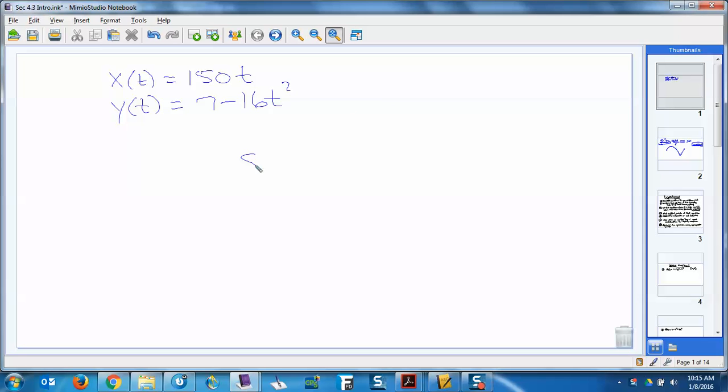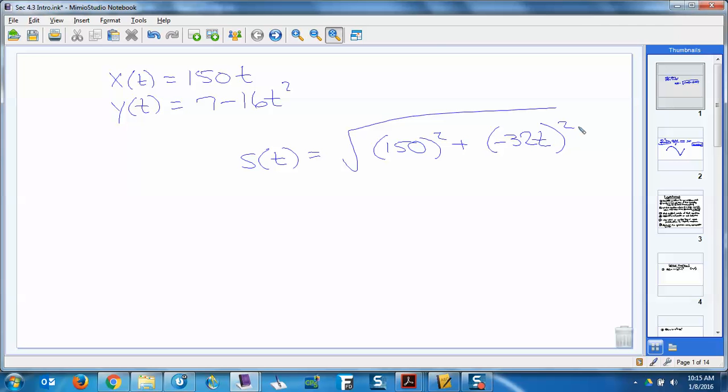17. So the speed would be the square root of, what's x prime? 150. What's y prime? Negative 32t. So right there, that would be 17b. I think sometimes in these parametrics, and I said this the other day, we make it a lot harder than it really is. It's just find an equation for the speed. So x prime squared plus y prime squared, and then you could just graph it on your calculator, I think is what they wanted.